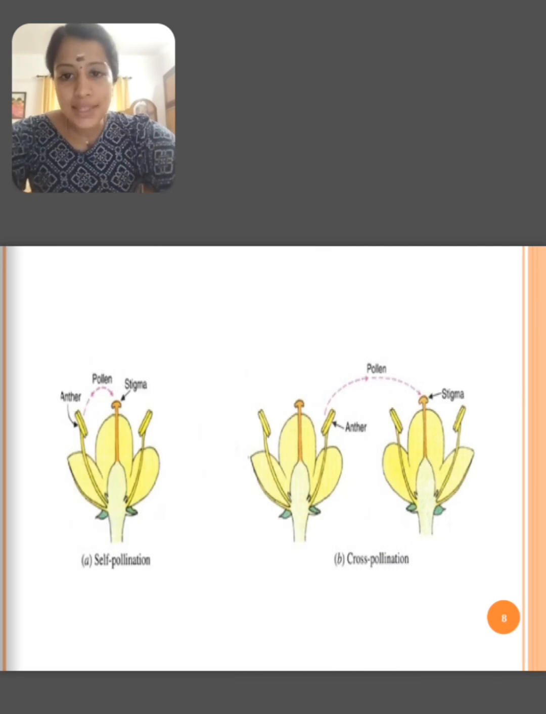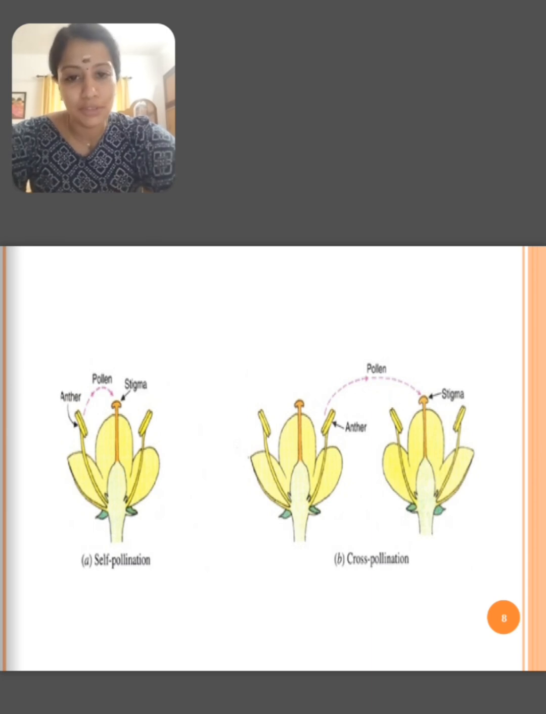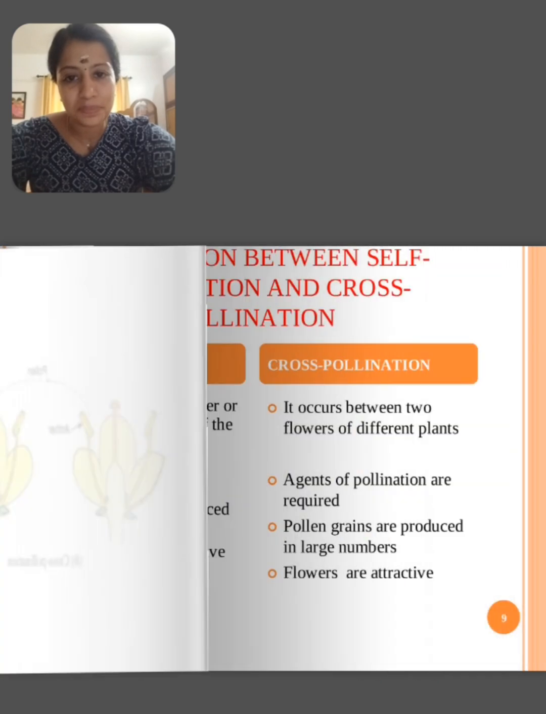When we visualize that, here we can see that self-pollination means direct transfer of pollen grains from anther to stigma of the same flower. And in cross-pollination we can see the anther of one flower and the stigma of another flower, the transfer of pollen grains from the anther of one flower to the stigma of another flower.